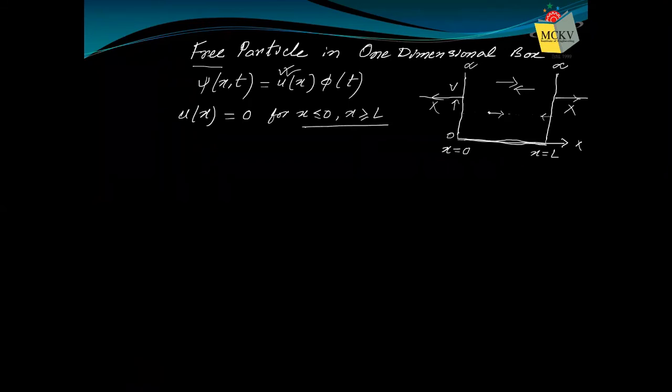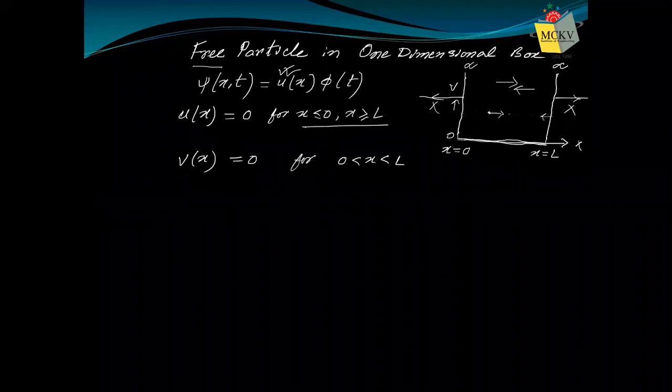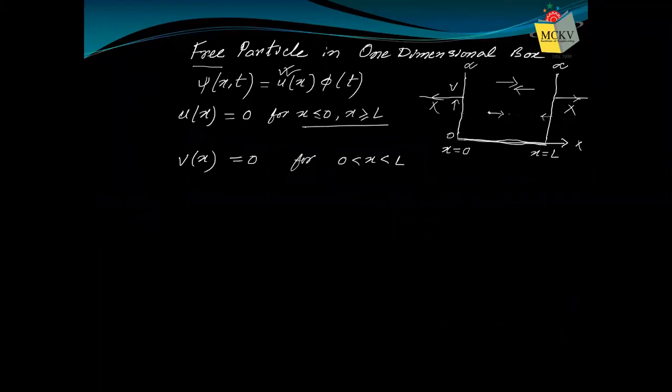So outside the box, the wave function is 0. What we also know is that V(x), the potential energy, is 0 for x within this range, between 0 and L. And at the walls, at the boundary, x equal to 0 and x equal to L, it is infinite. So these are our basic assumptions and our understanding.